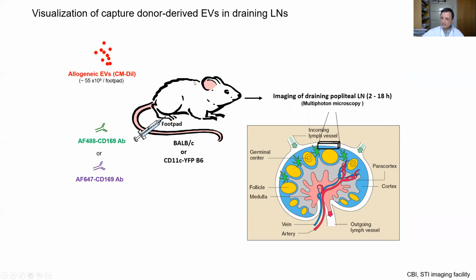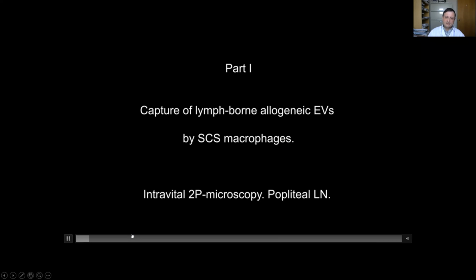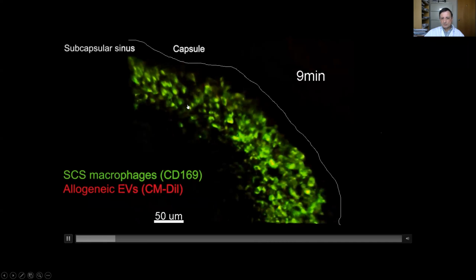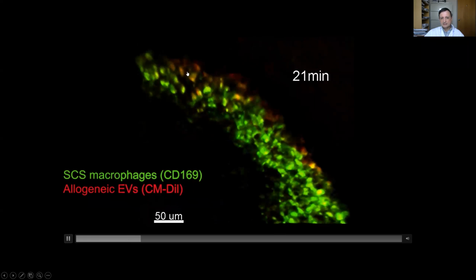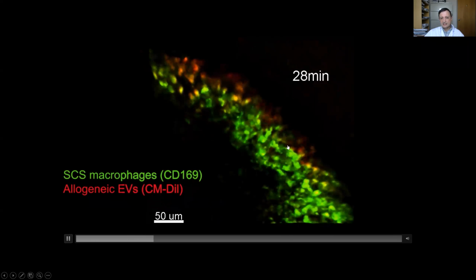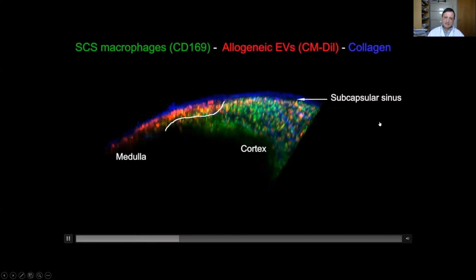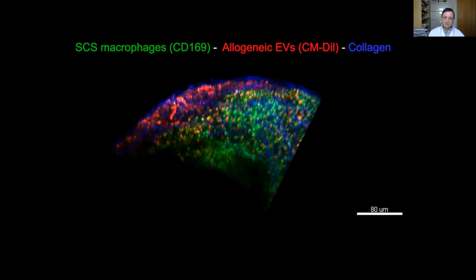When the animal is alive and anesthetized, we open the area where the popliteal lymph node is, we expose the popliteal lymph node, and with a multiphoton microscope, we can make a movie. And this is what I'm going to show you here. This is a case where we inject red exosomes in an animal where the cells in the lymph node were pre-labeled in green, it doesn't matter what it is now. And you can see after a few minutes that the cells from the host animals are taking up the red exosomes, the red vesicles.